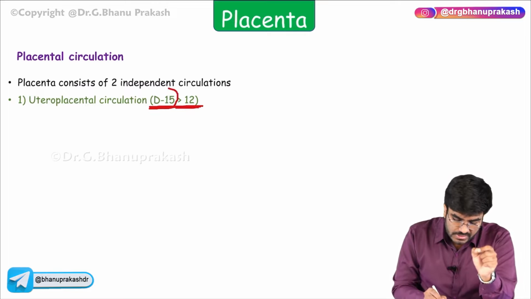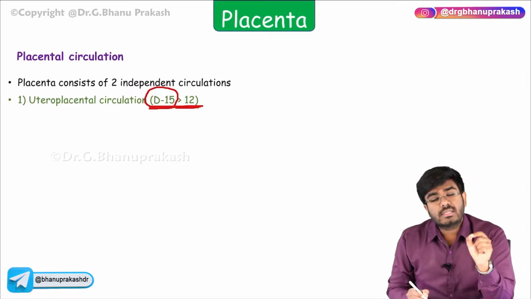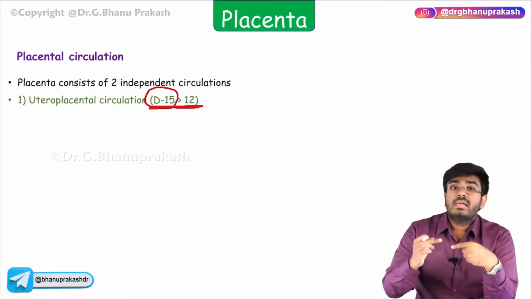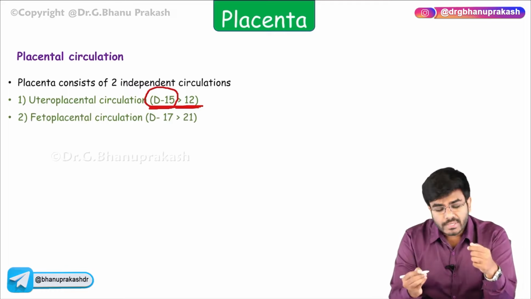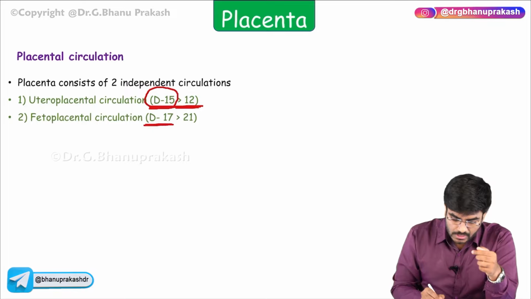But the best option is on day 15, uteroplacental circulation is established. The second circulation is nothing but the fetoplacental circulation. Fetoplacental circulation is going to be established on day 17.